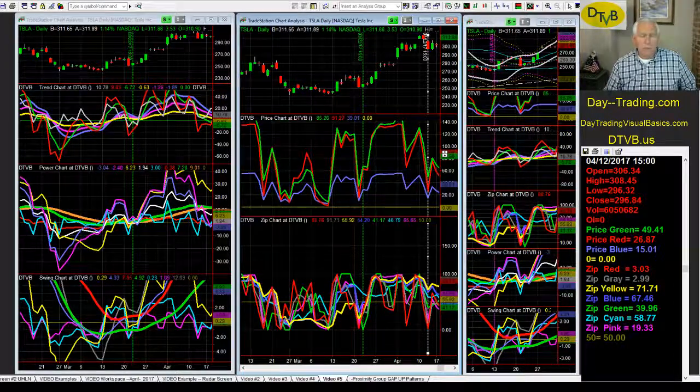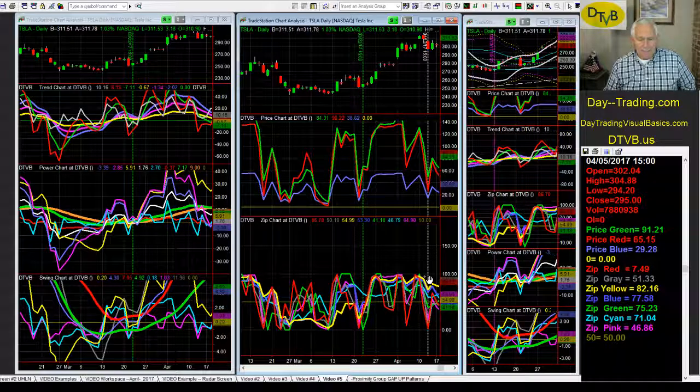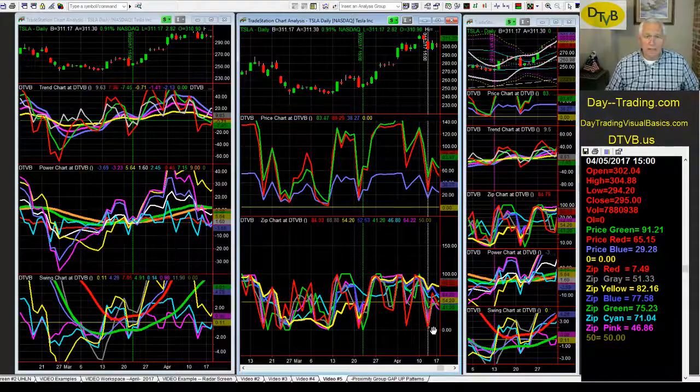So what do I do? I verify. What's my verification? Right down here in the zip chart, I can see that I have a red spike. That's zip red spiking down underneath 0, and zip yellow spiking down, under 50 on the red and above 50 on the yellow. So that's what qualifies. Both of them are down. Yellow's above 50, red is under 50. That's the definition of a red spike. So now I've got a red spike on this day.